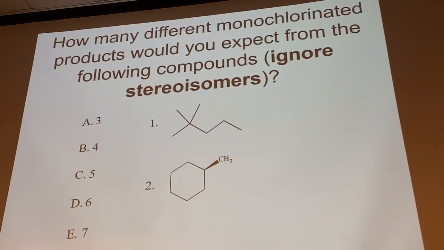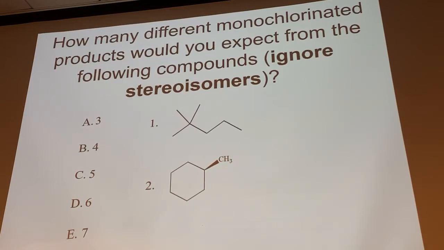Now, if we'd asked you to consider stereoisomers, the number would be much bigger. Some problems do, others don't. So when you're asked how many monochlorinated products you would expect, make sure you read the problem carefully to see if it's asking you to just come up with constitutional isomers, or if it also is asking you to consider stereoisomers, meaning diastereomers and/or enantiomers. But in this case, we're ignoring that. We're just counting the constitutional isomers.